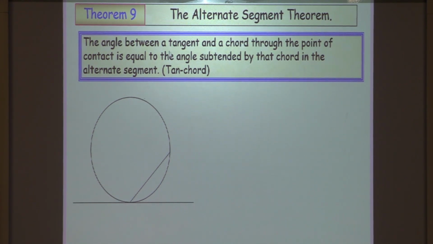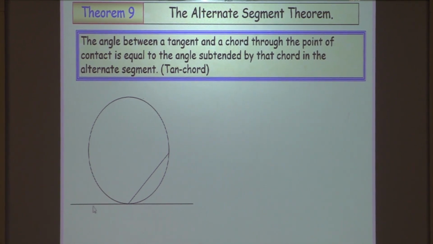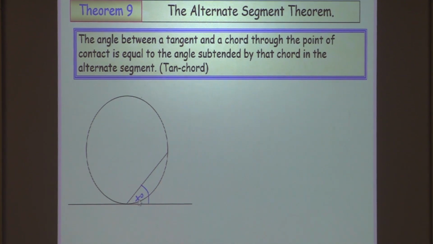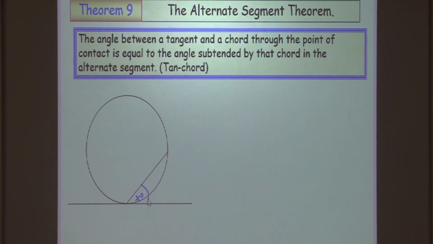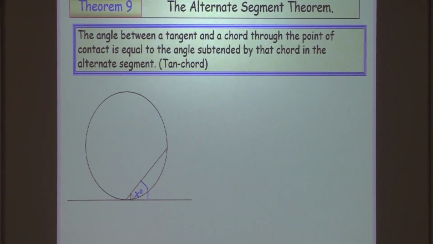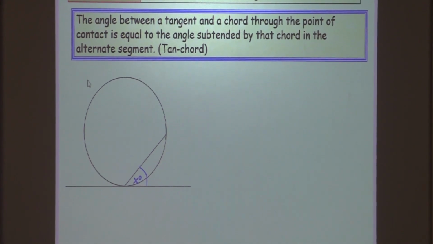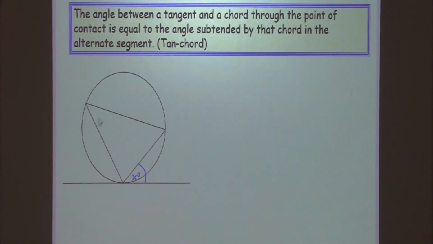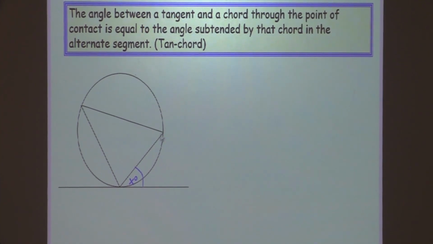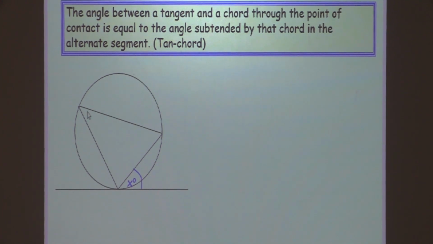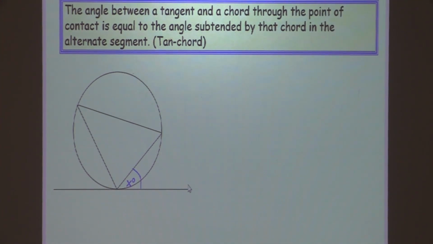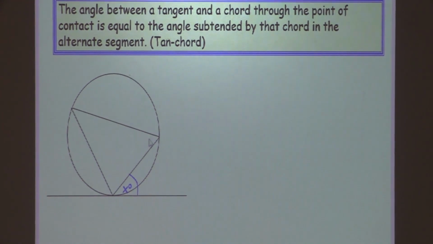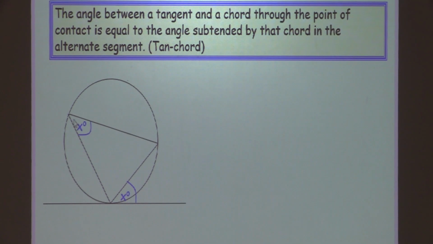The angle between a tangent and a chord. Let's call it x. Now, to find the angle that will be equal to this x, I've got to take this chord and form an angle at the circumference. So this angle, which is formed by this chord at the circumference, is equal to the angle between a tangent and a chord. So if this is x, the angle that will be formed there will also be equal to x.